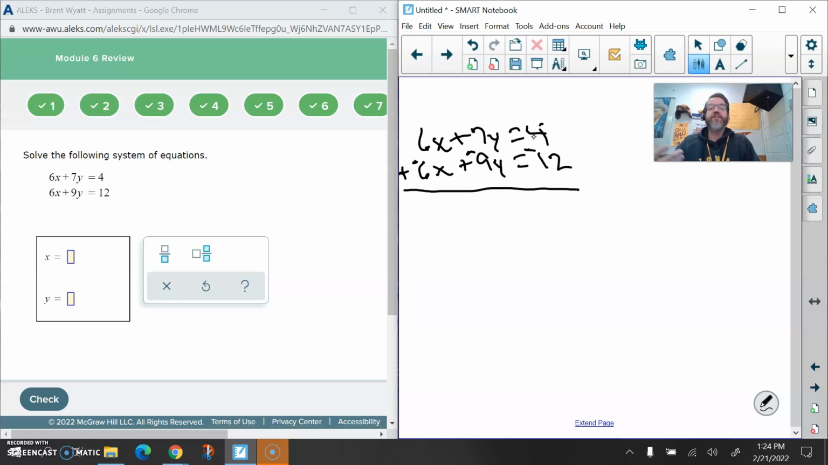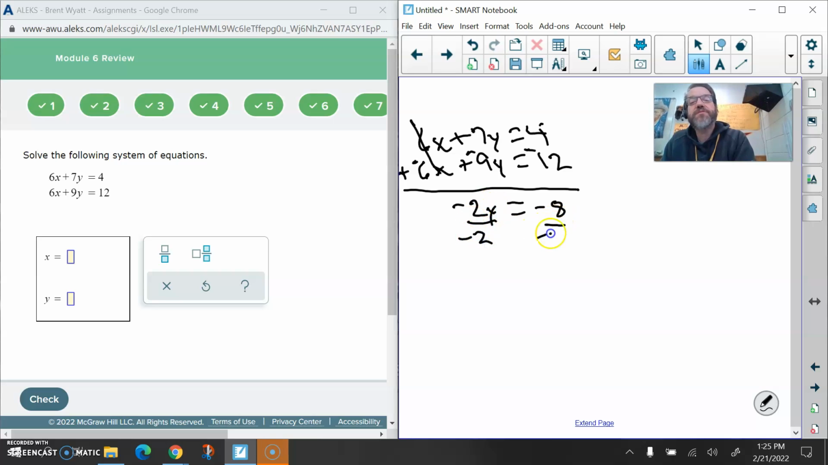All right. Now I can add these together, because adding the opposite of all of these is the same thing as subtracting them. 6x plus -6x is 0. It's gone. 7y plus -9y is -2y. We have 2 more negatives than we have positives here. And it equals 4 plus -12. We have more negatives than positives. 8 more to be exact. So it equals -8. And then I divide by -2 here.